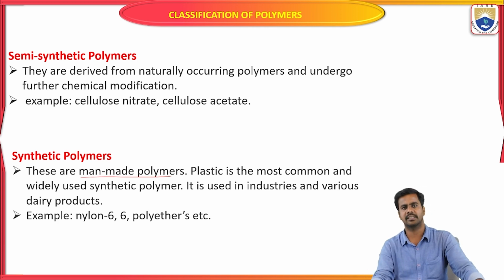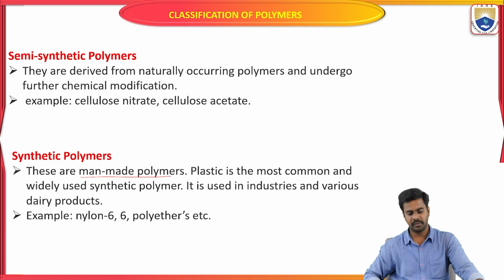Nylon 66. Examples for synthetic polymers are nylon 66, polyesters, PVC, bakelite, etc. So this classification is based on source of availability. On the basis of source of availability, there are three types of polymers: natural polymers, synthetic polymers and semi-synthetic polymers.